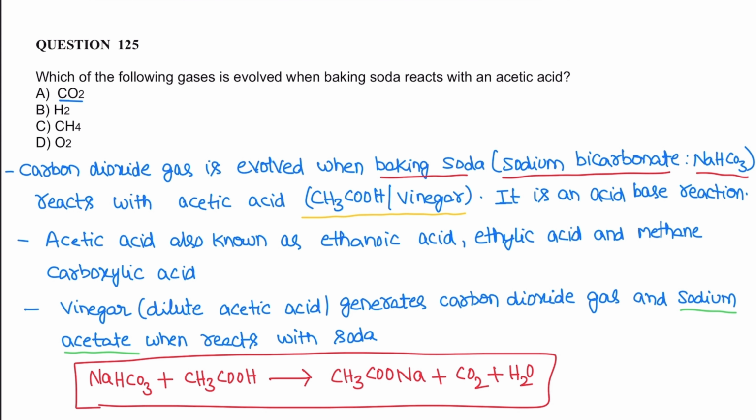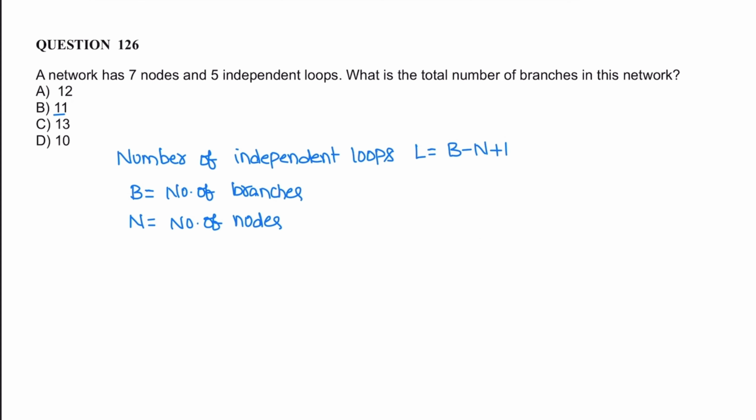A network has n nodes and 5 independent loops. Then the total number of branches in the network. So the number of independent loops L is equal to B minus n plus 1. In the question they have given n is 7, L is 5, and they asked to calculate the number of branches B. So 5 is equal to B minus n plus 1. So B is 11. Total number of branches is 11.